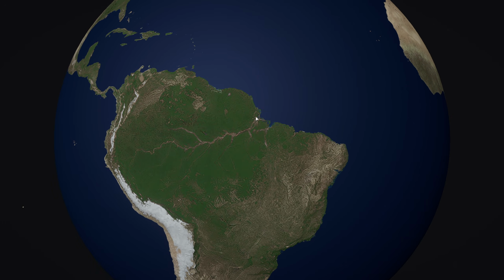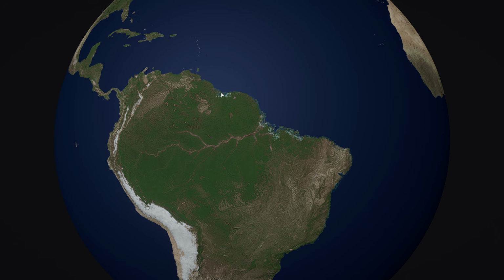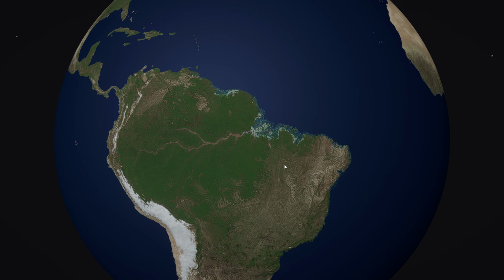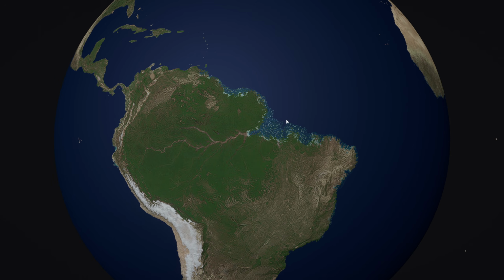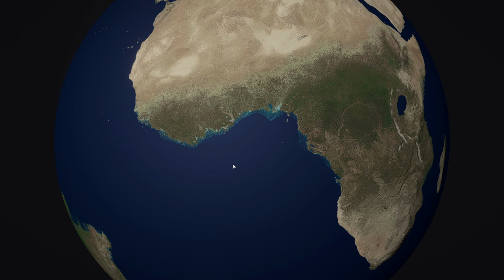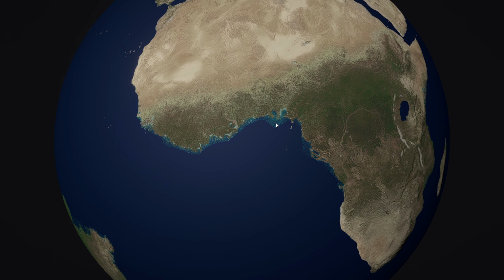And I'm noticing that water seems to be starting to penetrate the Amazon basin in South America. I'll speed up time even more. And yes, it's truly beginning to flood quite seriously right here before our very eyes. And the water is actually just surging quite deeply into the continent along the Amazon River. And we see that the coast of Africa has also started to flood here.